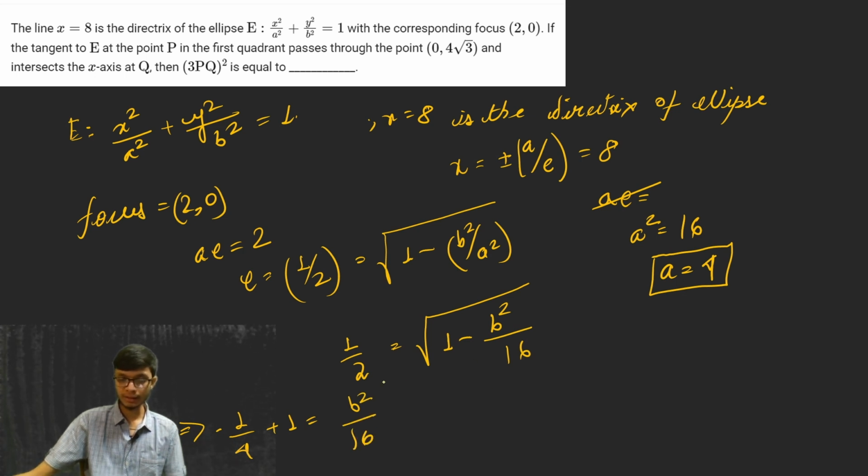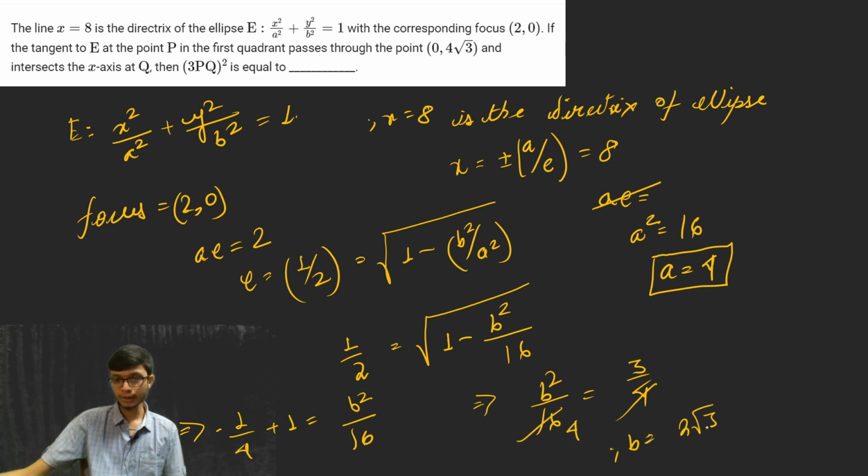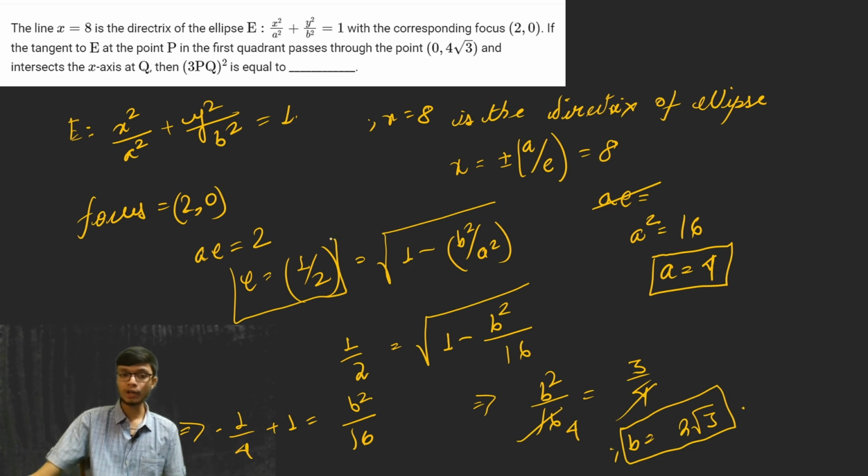You take this on the left hand side and this on the right hand side after squaring. With this it will give you the result, that is b square by 16 is equal to 3 by 4, and if I cancel, the value will be equal to 2 root 3. So the value of b is equal to 2 root 3. So I got all the parameters, that is the eccentricity value, the value of the parameter b, and the value of the parameter a.